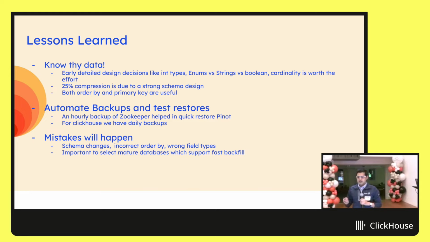And mistakes, to be honest, when we have to go live in 3 months, they're going to happen. So schema changes are going to keep happening. So it's very important to select mature databases. Like we went with Pinot, which was just 0.6 at the time, and then 1.0. So that was one issue. Whereas ClickHouse, because it's not mature, doesn't really support backfill yet. So that was one issue.